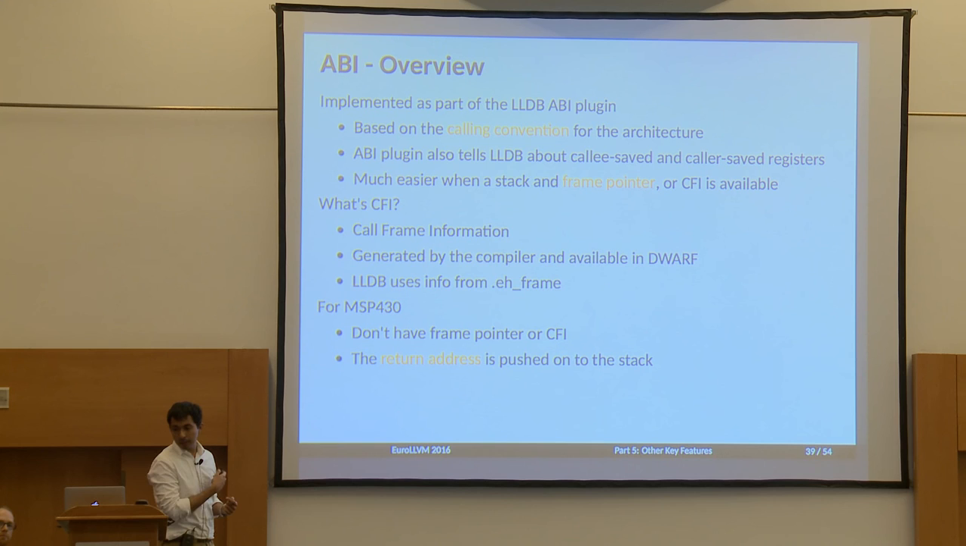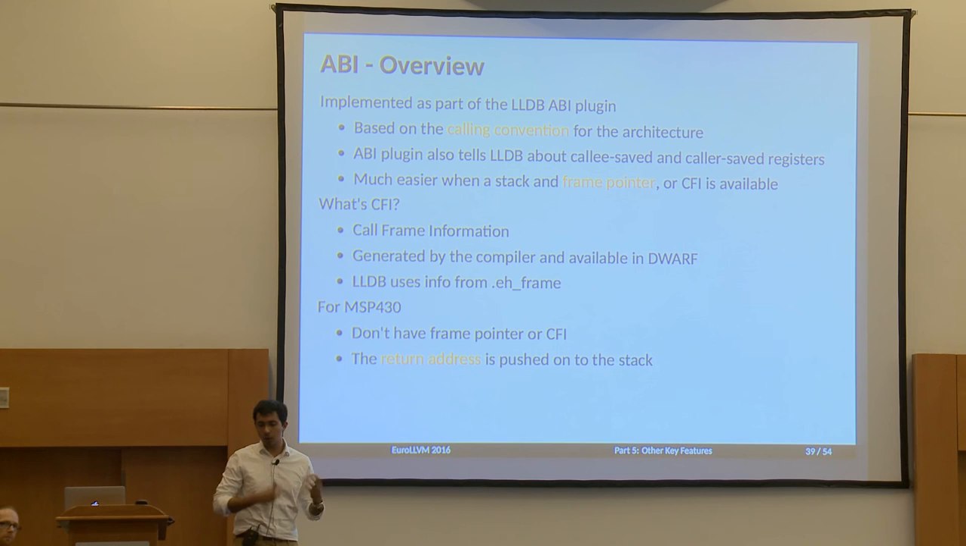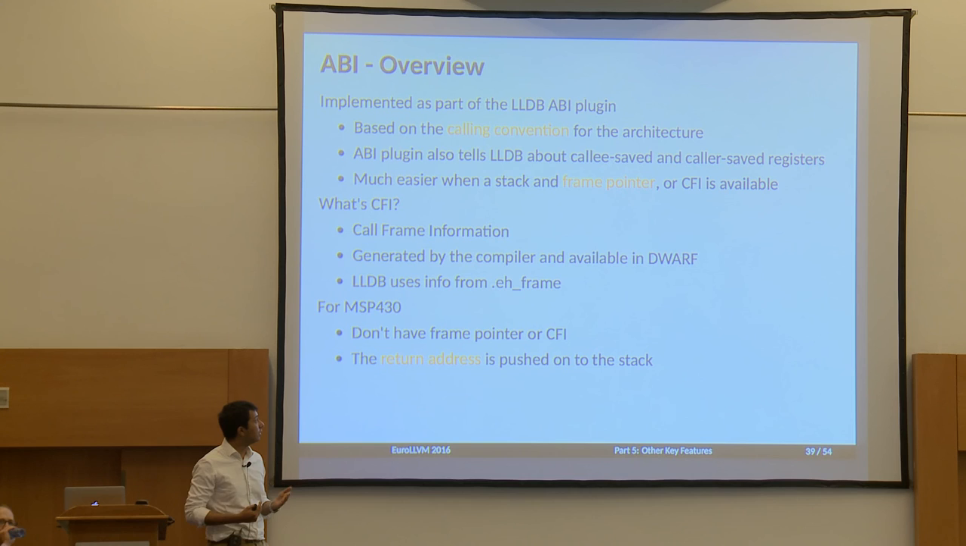Now, how do you implement an ABI plugin? It's based on the calling convention of the architecture, which specifies how you call a function, which registers will be used for passing the arguments, and things like that. The ABI plugin also tells LLDB which registers will be caller saved or callee saved. You implement a couple of functions which tell LLDB different things, which it uses for expression evaluation as well as during stack unwinding.